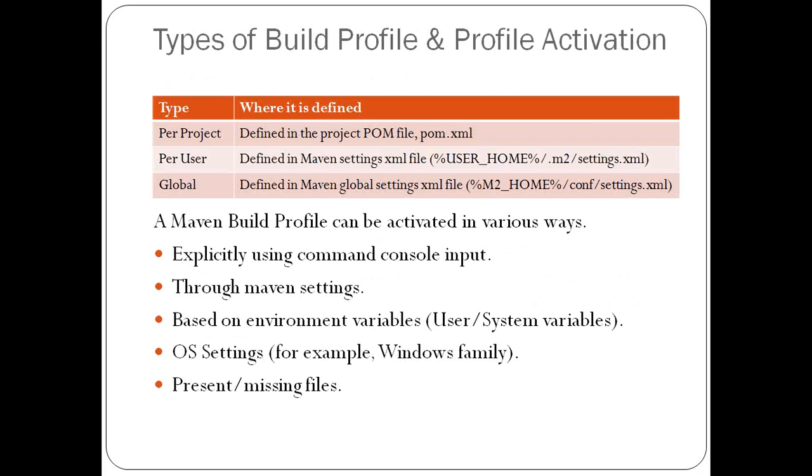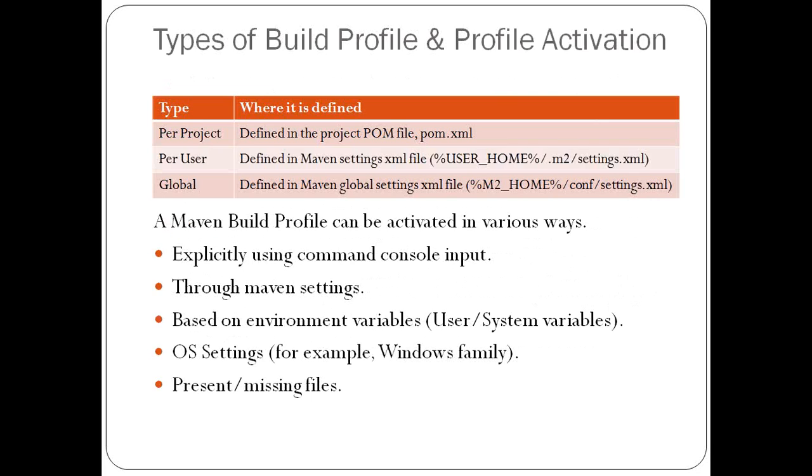And per user, defined in the settings.xml file. The next one is global, defined in the Maven global settings.xml file. Per user means, suppose in a system we have two users. I logged in as the Sri user and some other user logged in as guest. If I log in as Sri, I have a separate home for my user, and the guest user has a separate home for his environment. So that is per user.